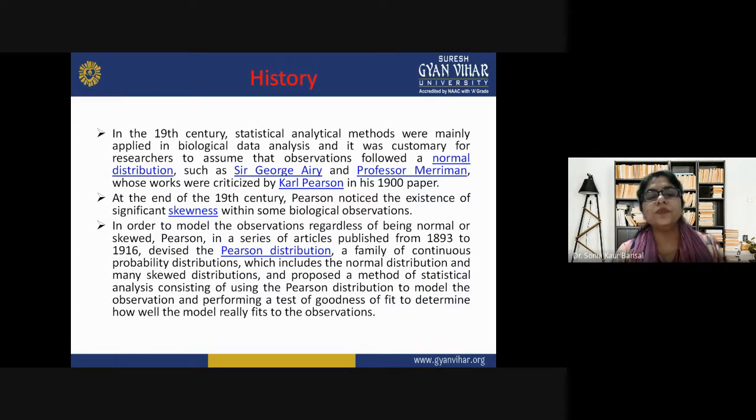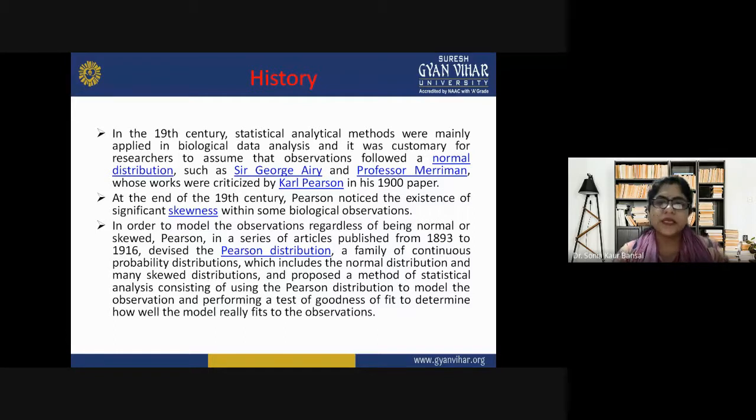So, in order to model the observations, regardless of being normal or skewed, Pearson, in a series of articles published from 1893 to 1916, devised the Pearson distribution, a family of continuous probability distributions which includes the normal distribution and many skewed distributions, and proposed a method of statistical analysis consisting of using the Pearson distribution to model the observation and performing a test of goodness of fit to determine how well the model really fits the observation.